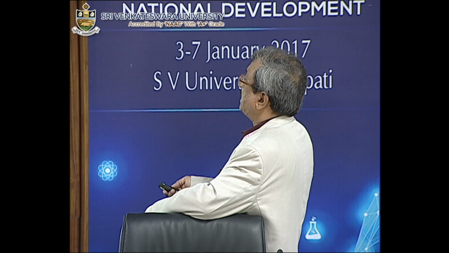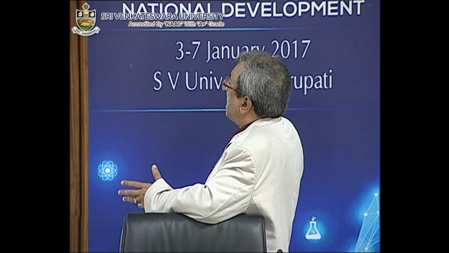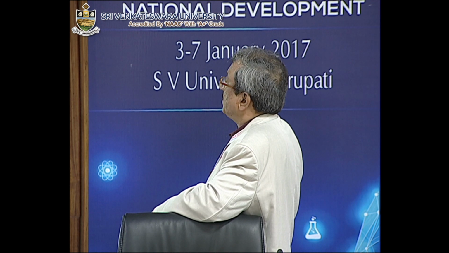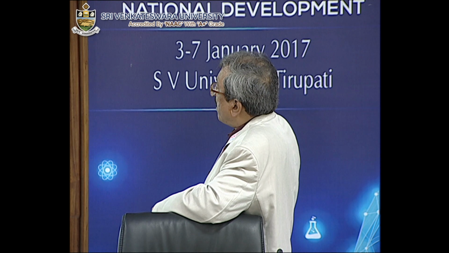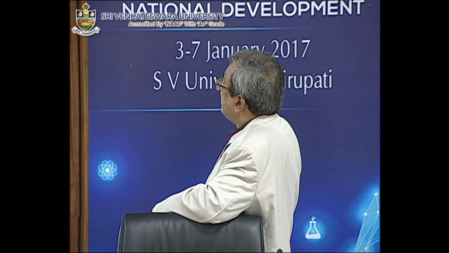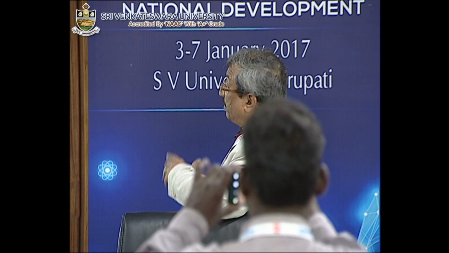This is for the youngsters. What are the grand challenges in front of us? Number one, how do we control material processes at the level of electrons? Number two, how do we design and perfect atom and energy efficient synthesis of revolutionary new forms of matter with tailored properties? Number three, how do remarkable properties of matter emerge from complex correlations of atomic and electronic constituents, and how can we control these properties? Number four, how can we master energy and information on the nanoscale to create new technologies with capabilities rivaling those of living things? Very difficult but very challenging.